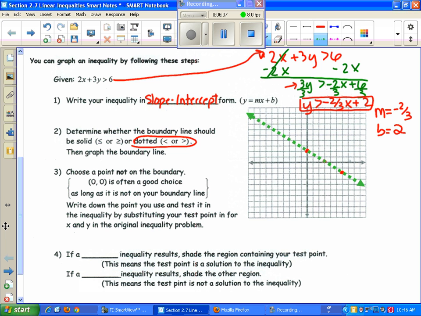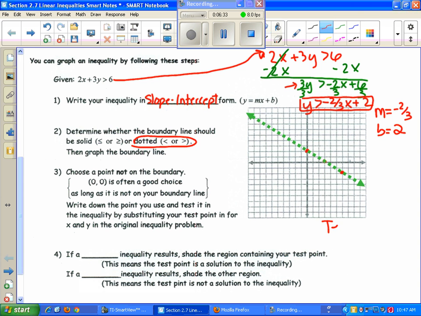So now that I have my boundary line, which is again a dotted line because we're not equal to, I have to figure out which region I'm going to shade. So choose a point that's not on the boundary. Usually 0, 0 is a good choice if it's not on your boundary line, because it's easiest to plug into your equation.